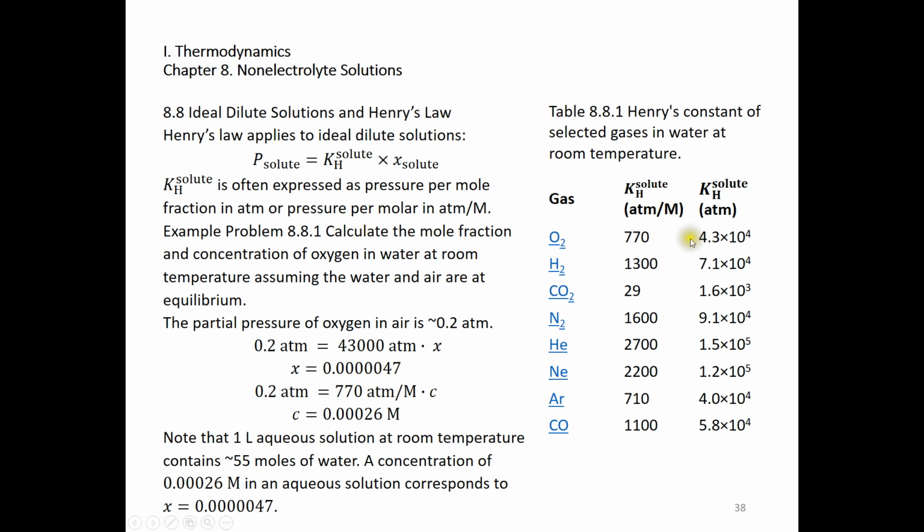Now let's talk about the physical meaning of these two numbers. This number means if you have an oxygen pressure of 770 atm, then you can dissolve 1 mole of oxygen in a liter of water, if hypothetically we can extend the behavior of the ideal dilute solution to such a high concentration. Again, this is a hypothetical analysis. We're assuming this oxygen in water still behaves like an ideal dilute solution under such a high pressure. Then you can achieve 1 molar concentration.